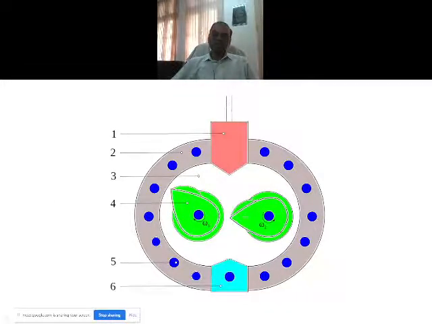So you call this an internal mixer. There are rotors of differing shape that can be overlapping or non-overlapping. Depending on that, they can rotate either at the same speed or at differential speed.